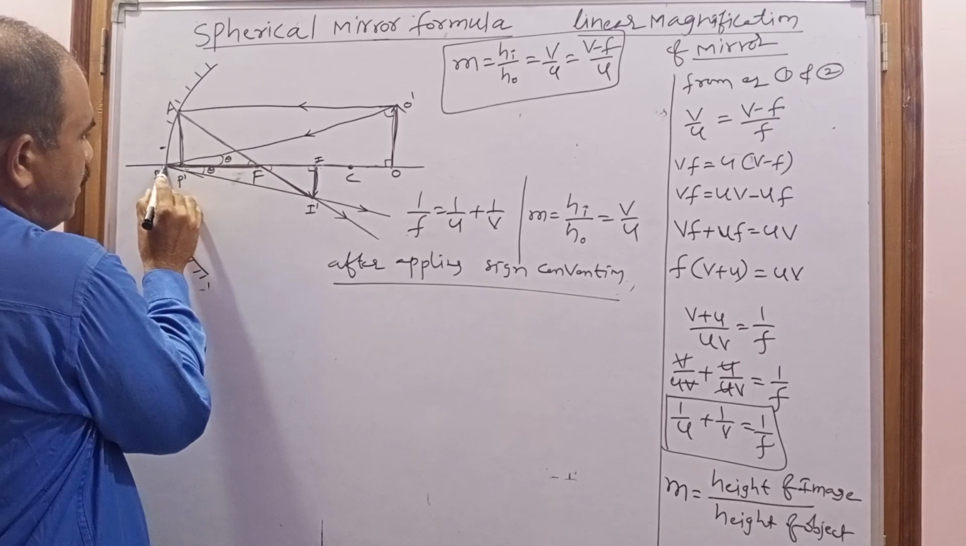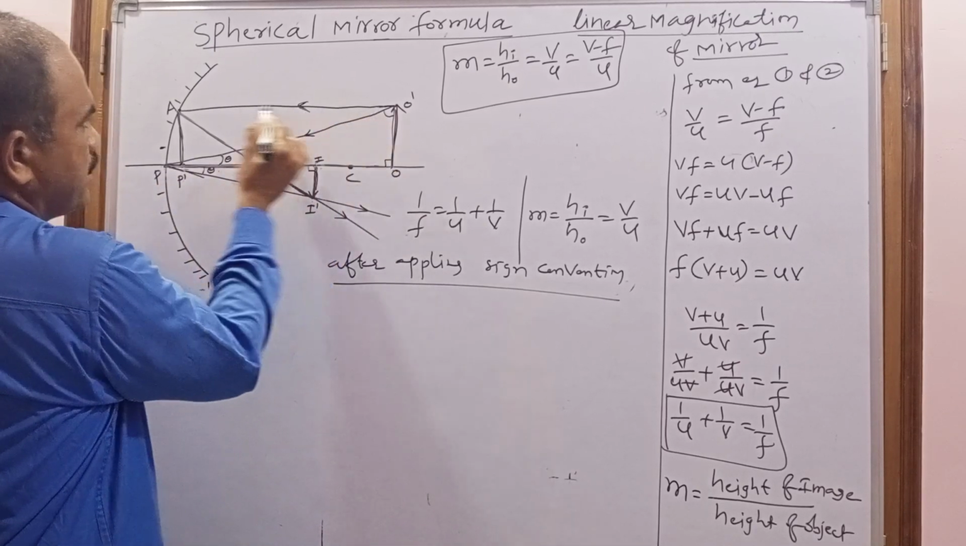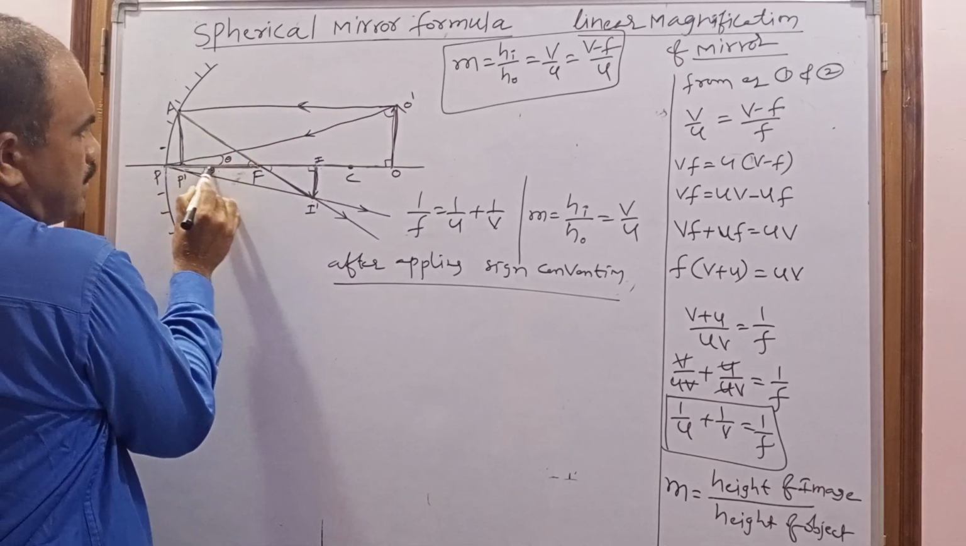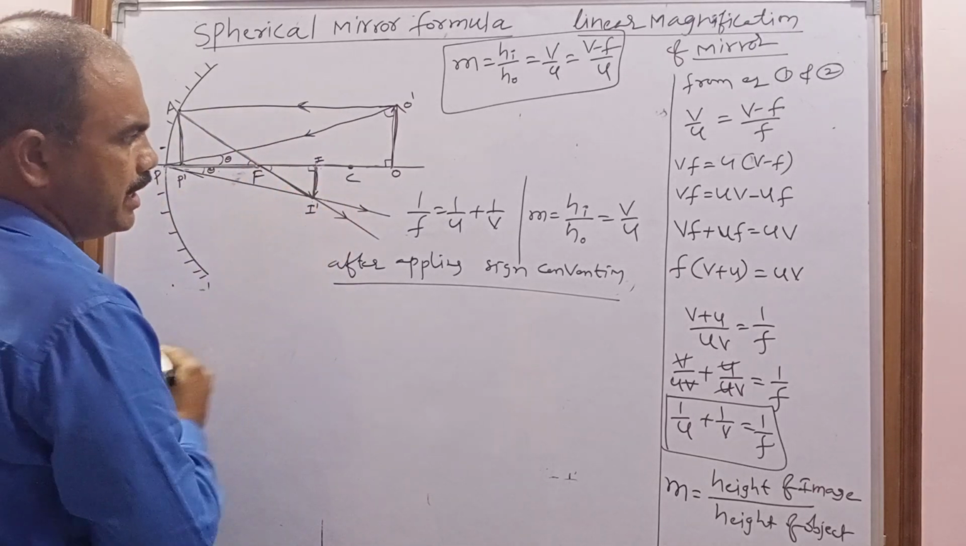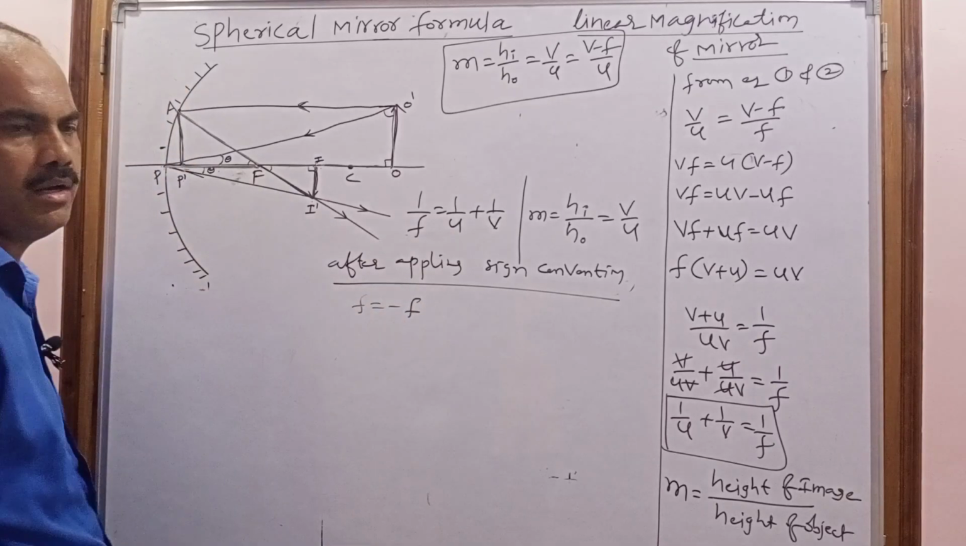To measure the distance from pole to focus, in which direction are you moving? So this is the incident ray direction. For this incident direction, you are moving in which direction? Opposite direction. That's why f becomes minus f in the case of the concave mirror.